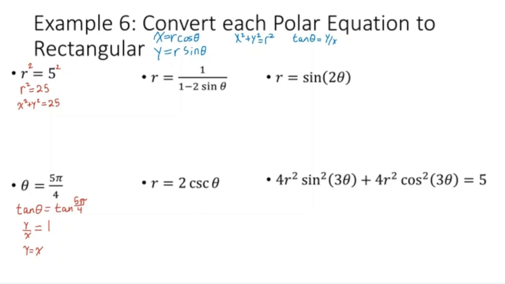Next, we're going to convert r equals 1 over 1 minus sine theta. One thing to be aware of is in our formulas, we have r cosine theta and r sine theta. So I always want to try to manipulate my equation so that I see r sine theta and r cosine theta to be able to replace them with x and y.